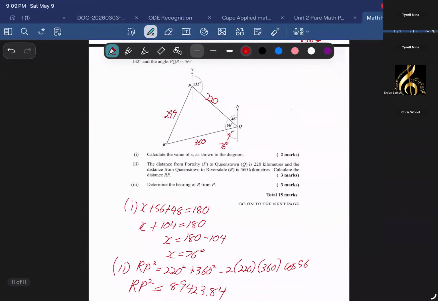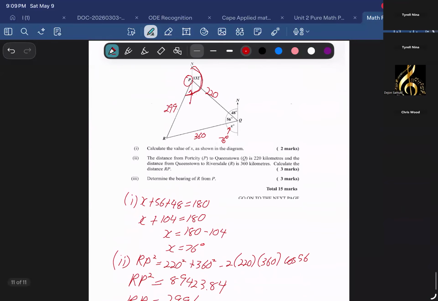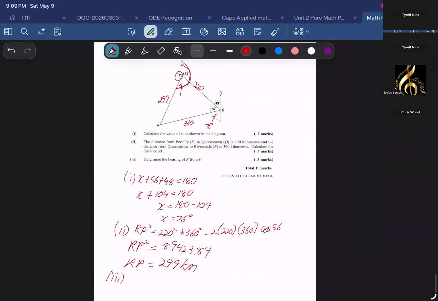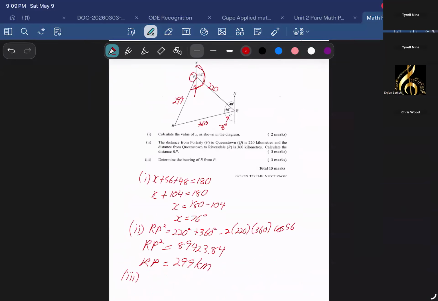Now they want the bearing of R from P. So we need the angle here, so it'll be this whole thing here. I already have the 132 part. We need to find this little piece here to add to it. So how could we do that? Do we have an angle and the side opposite? Yes, we do.